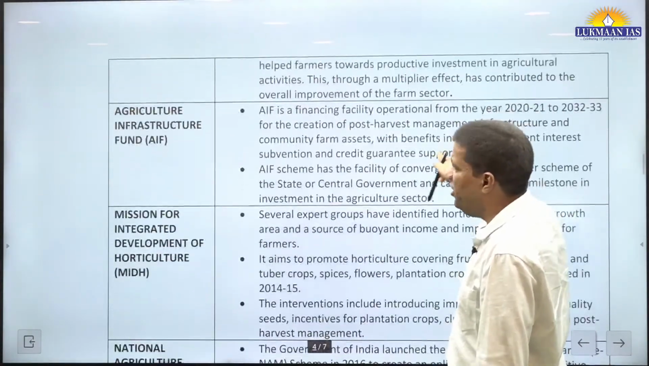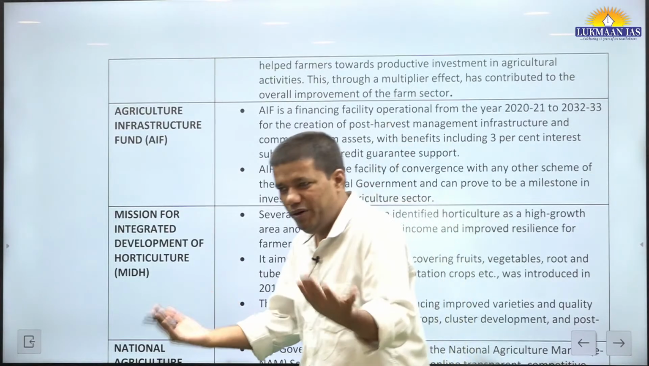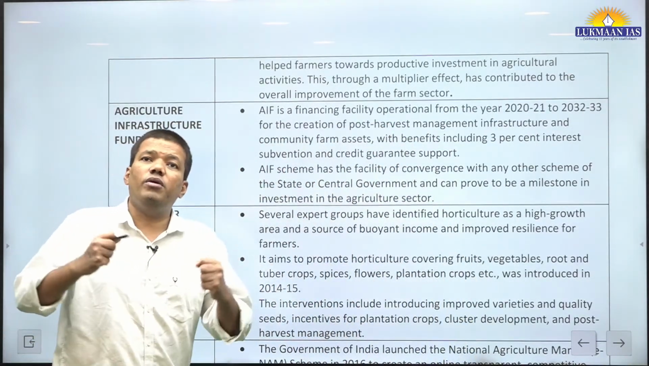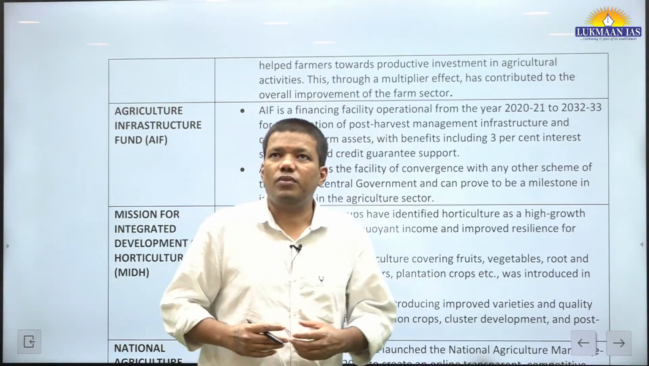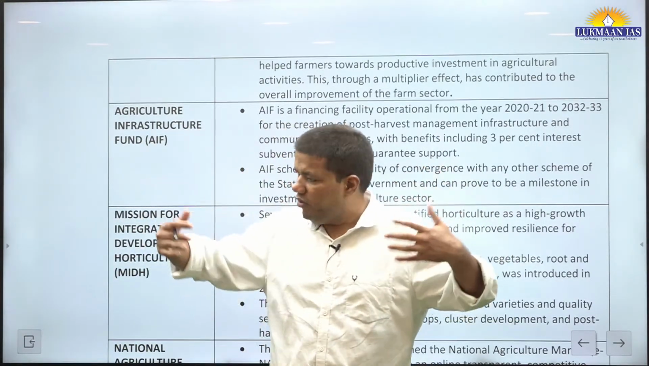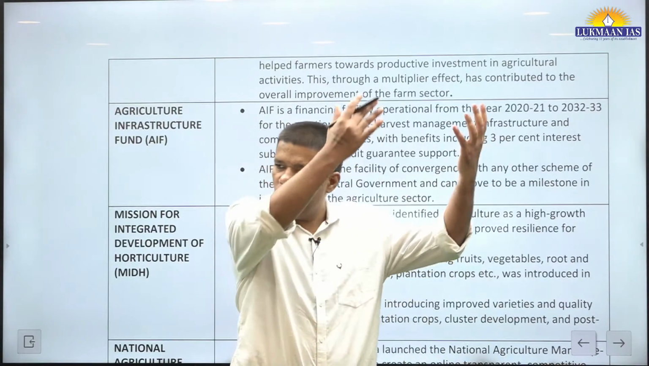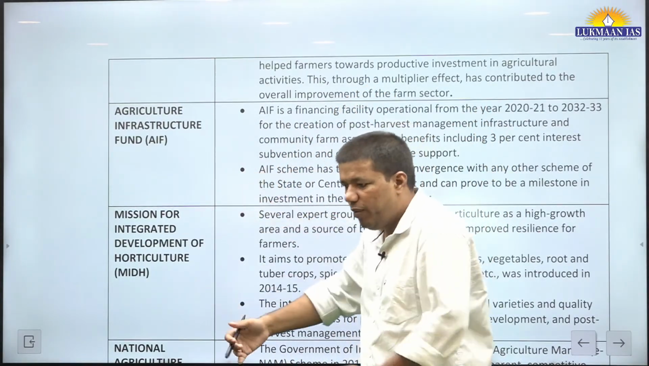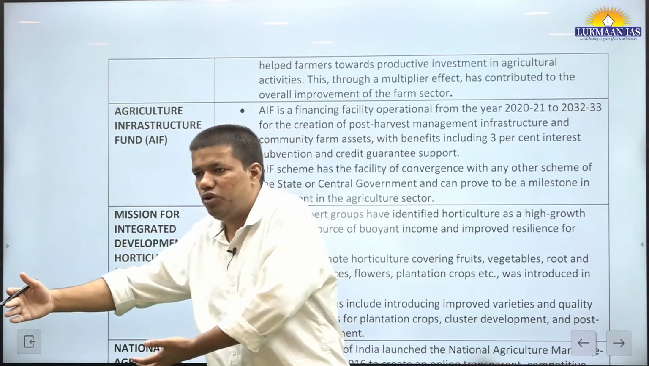Agriculture Infrastructure Fund, this is mainly for post harvest management. Right? See, what is the problem? Why is post harvest management important? What happens when you do the harvesting? The food is surplus and all of a sudden food prices will crash. So that's why this became important. You have to have an infrastructure to store that food.